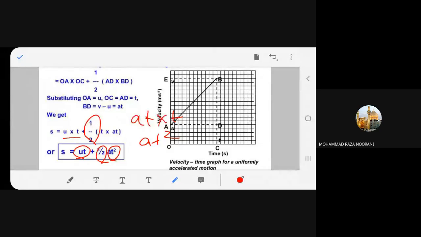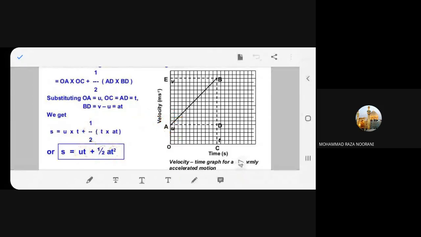Now, have you followed? We have come to the close of this second equation. The first one was V is equal to U plus AT, or V minus U is equal to AT. That's the first equation. Second equation is S is equal to UT plus half AT square. How we have derived it, how we came to a conclusion, I have shown you everything. Now, regarding these two graphs, are the things clear to you?